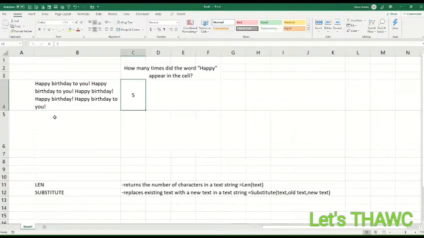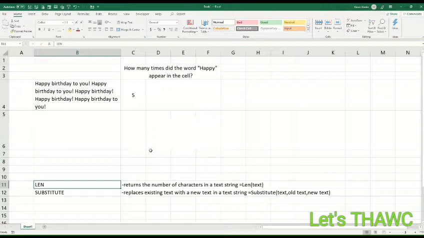But what if we can't count all of the words in a particular cell? What we can do is make use of two functions: LEN and SUBSTITUTE. LEN returns the number of characters in a text string, and the formula is written as: equals LEN and then the text or the cell reference. The next one is SUBSTITUTE. It replaces the existing text with a new text in a text string. The formula is SUBSTITUTE, and then the text or the cell, then the old text, and then the new text. Using these two functions, we will be able to count the number of times the word happy has appeared in the cell.